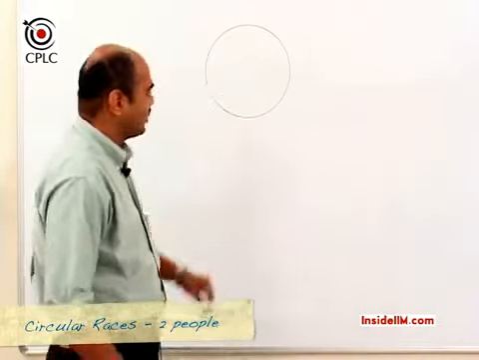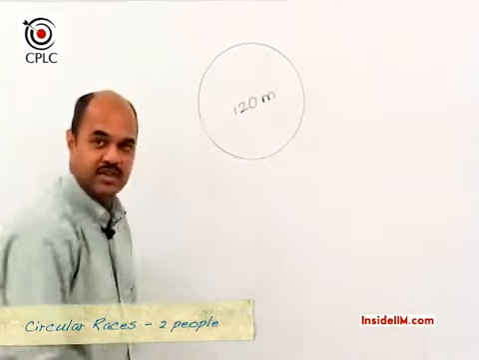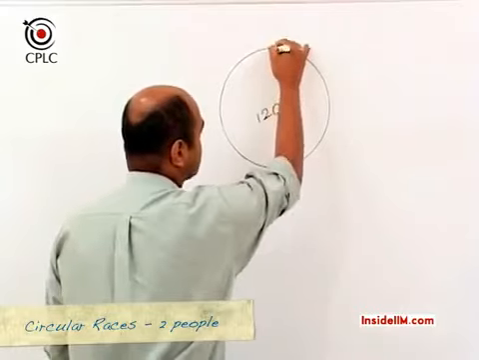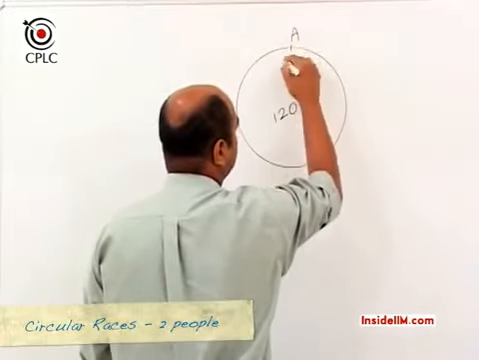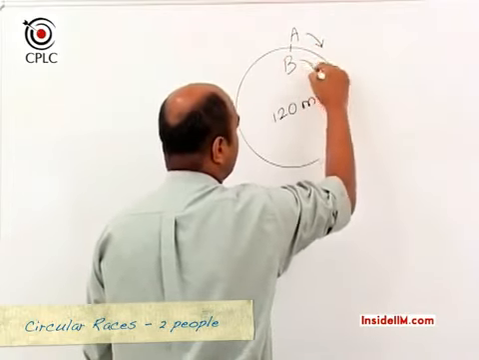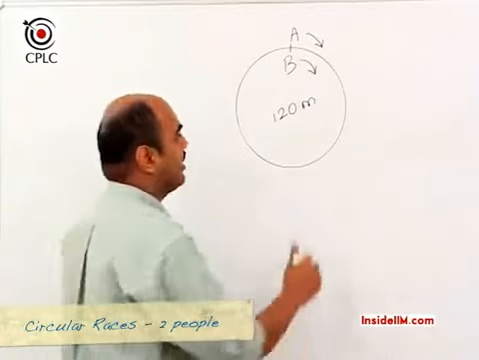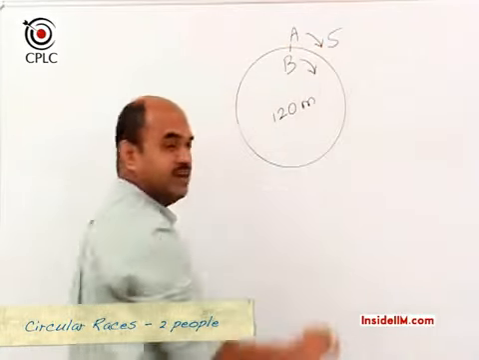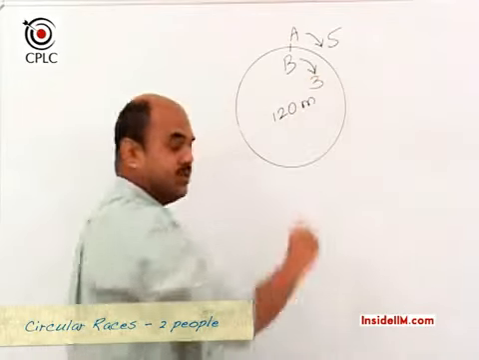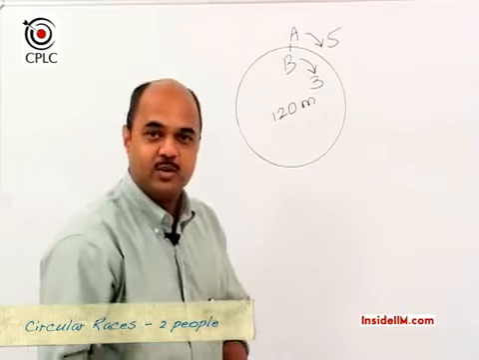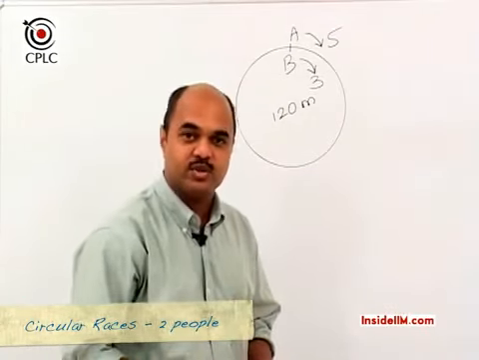So let's look at this circular track, and let's assume the length of this circular track is 120 meters. Suppose this is the start point, and then we say that there are two people A and B. A is moving in the clockwise direction, so is B. They are moving in the same direction. A is moving at a speed of 5 meters per second and B is moving at a speed of 3 meters per second.